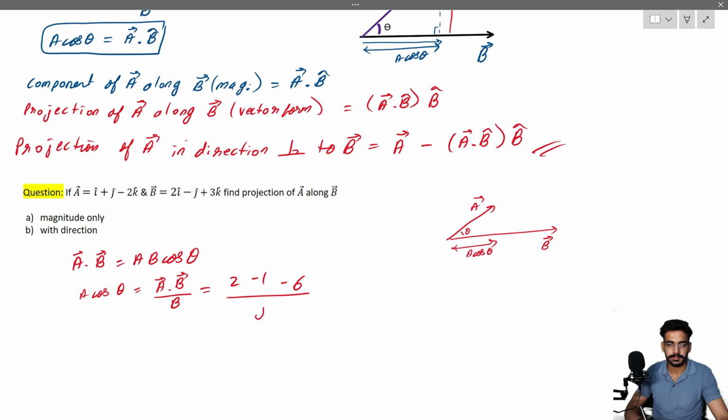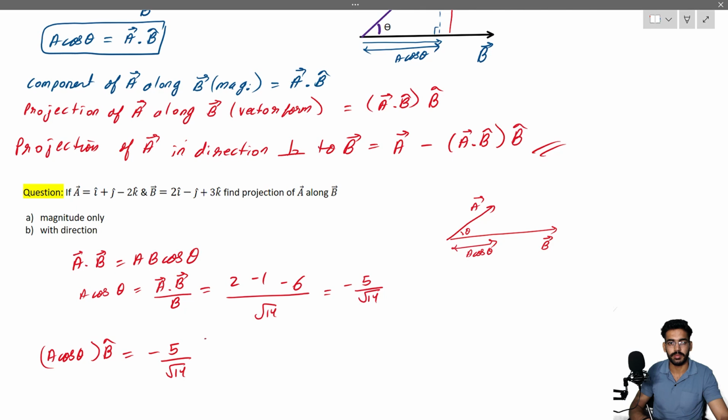Root 14. So this will be how much? -4 -5, -5 by root 14, okay. And then he is asking with direction. So with direction means a cos theta in direction of b cap, okay. So a cos theta we already calculated, -5 by root 14.